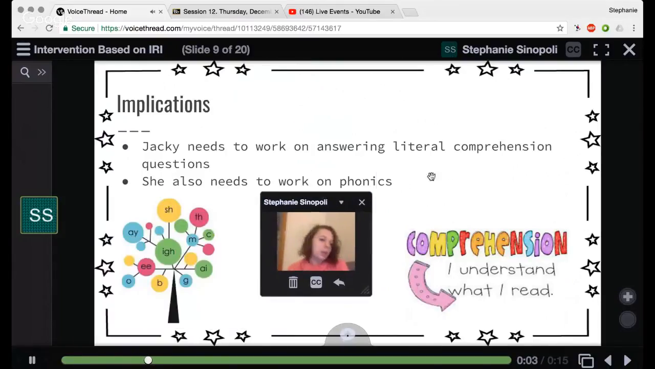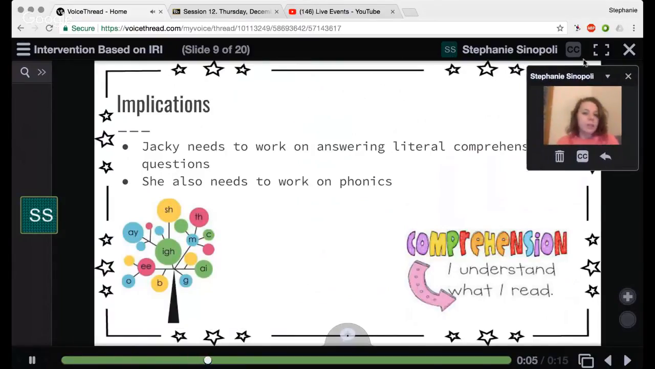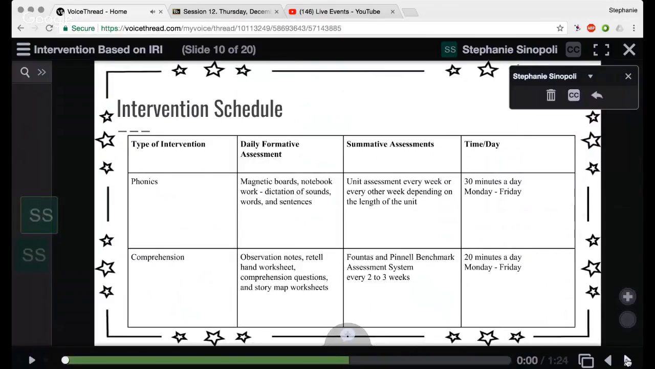The following are the implications brought on by Jackie's IRI results. Jackie needs to work on answering literal comprehension questions, and she also needs to work on phonics.